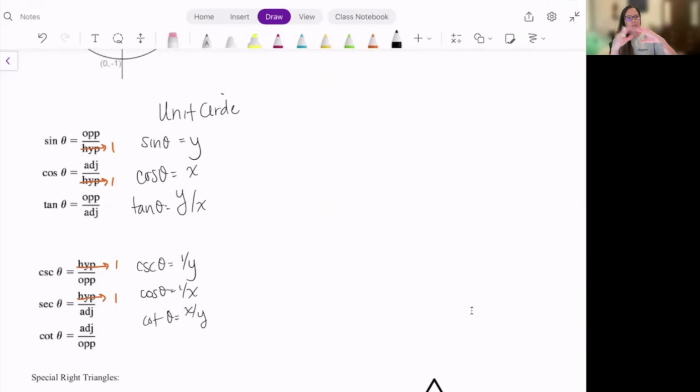Now we're going to fill in some values in the unit circle, but in order to do that, we need a few special right triangles. When we were doing the Pythagorean theorem, we had a couple of right triangles that were special that we worked with. Those are the ones we're going to focus on now.